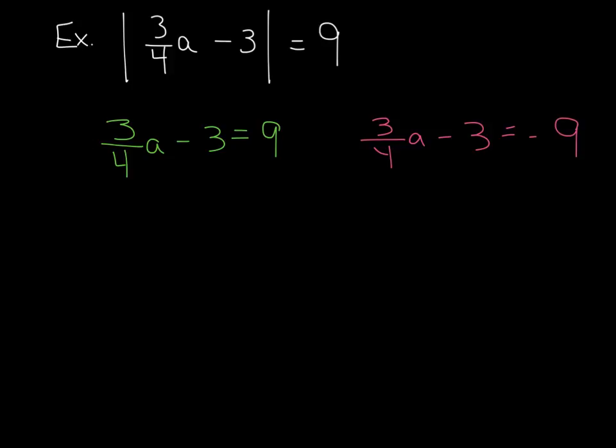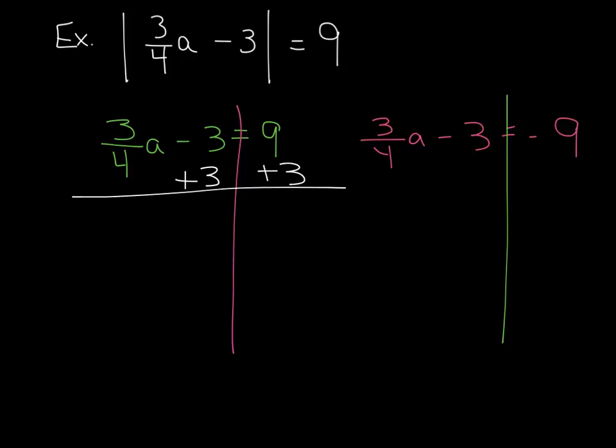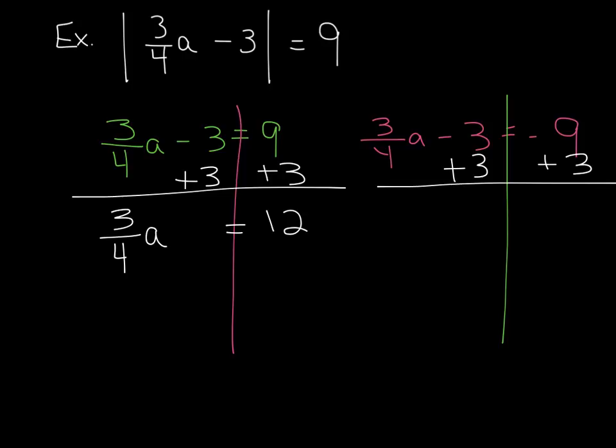So now again, our steps are going to be the same. So in both of these problems, my first step in isolating the variable is going to be to add that 3 to both sides. And again, feel free to do that trick your middle school teacher taught you, which was the wall method. Again, over here, I'm still going to be adding 3 because I want to isolate that variable. All right. So here I have 3/4 a. My 3's have canceled. 9 plus 3 is 12. Here I have 3/4 a. 3's have canceled. Negative 9 plus 3 is negative 6.